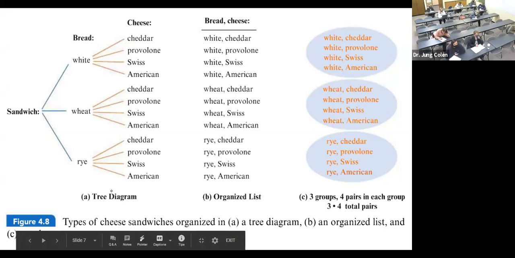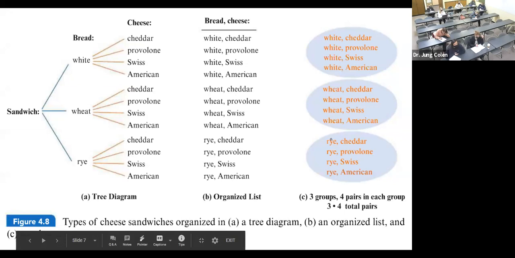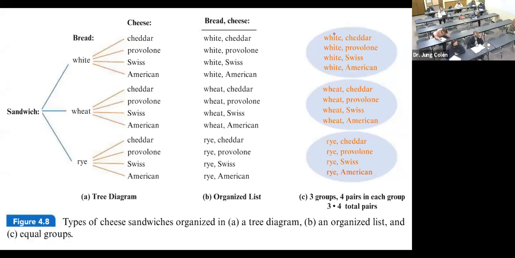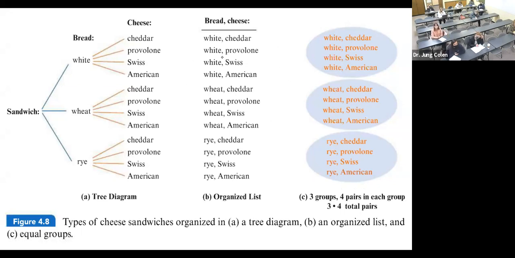So either you use the table or you use the tree diagram. You can have the pairs like this, right? White cheddar, white provolone, white Swiss, white American, with cheddar, right? You can take a look at that. How do we count that? You're gonna count all the way there, but we already know what's going on here.